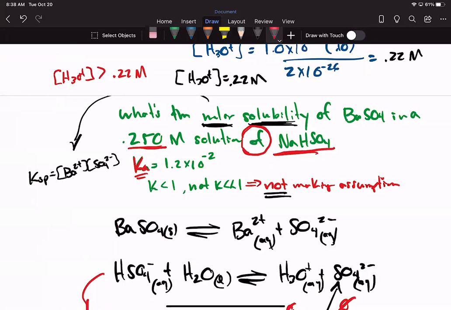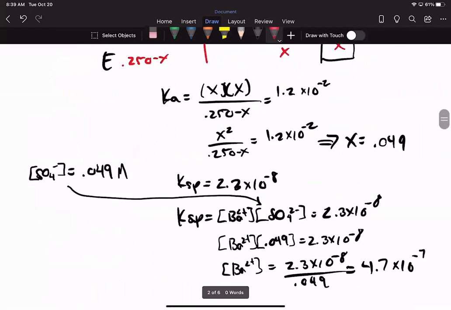If that is in a solution, then the sodium will dissociate from it. The sodium dissociates. It's just a spectator ion, so we don't even worry about it. Okay, thank you.